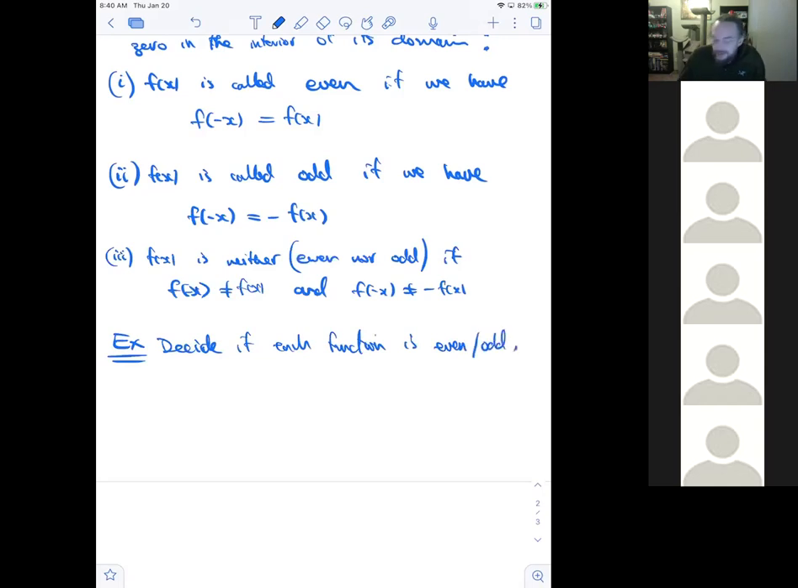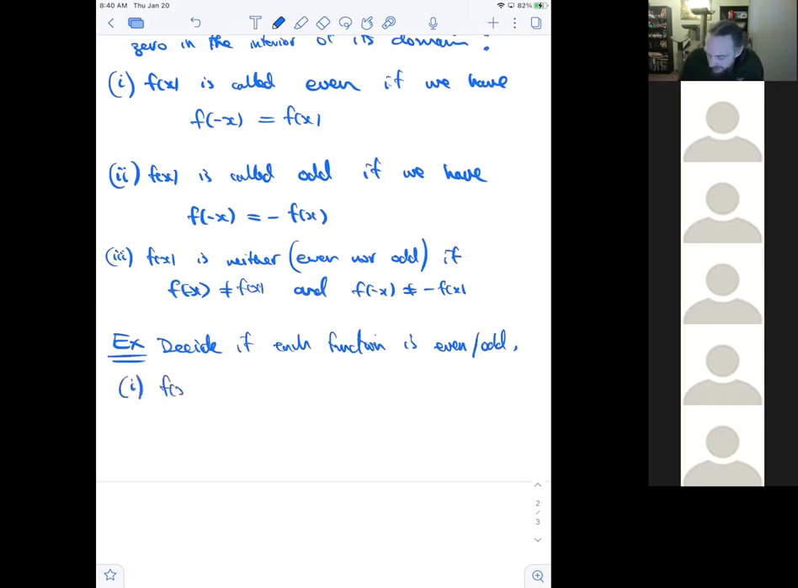Or neither. So this is a trichotomy also. This splits the category of functions into 3 categories, not 2. Your even function, your odd function, or your neither. And what that means is either you're symmetric with respect to the y-axis, you're symmetric with respect to the origin, or you don't have symmetry with respect to the axes.